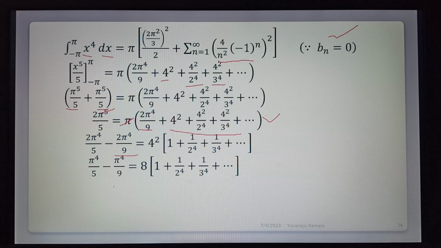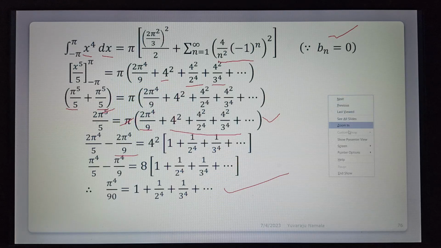Right? 2 is inside in the denominator. So 45 into 2 is 90. So that is 5 power 4 by 90 is equal to 1 plus 1 by 2 over 4 plus 1 by 3 over 4 plus up to so on. This is the required result to be proved.